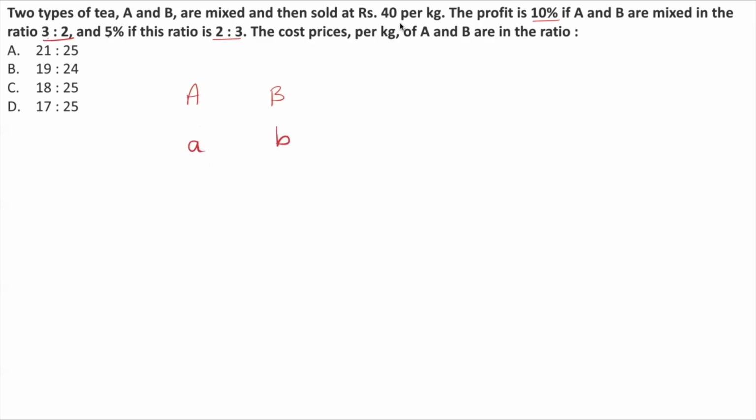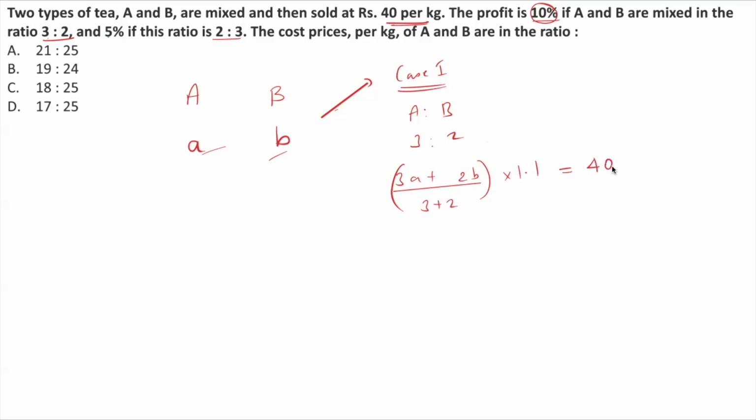The mixture is sold at 40 rupees per kg. Now, we have two cases here. Case 1 is when A and B are mixed in the ratio 3:2. If I take A and B in the ratio 3:2, the cost price for the entire mixture will be (3 into A plus 2 into B) divided by 3 plus 2, right? And there is 10% profit, right? That means the selling price will be this multiplied by 1.1. And this selling price per kg we know is rupees 40 per kg, right?